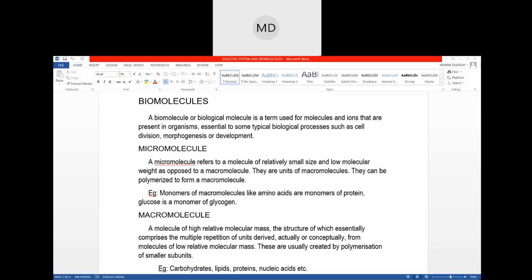Like the brick and the wall, right? The smaller unit, the amino acid, is an example of micromolecule, and protein is an example of macromolecule. In the same way, glucose is a monomer of glycogen. Many glucose molecules together form glycogen. So glucose is a micromolecule and glycogen is a macromolecule.